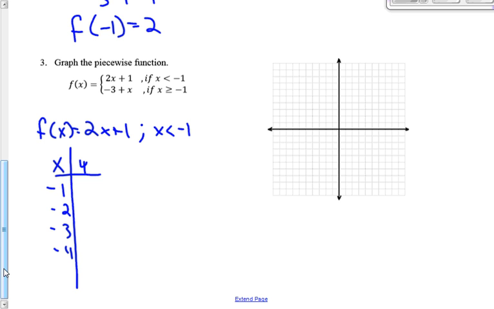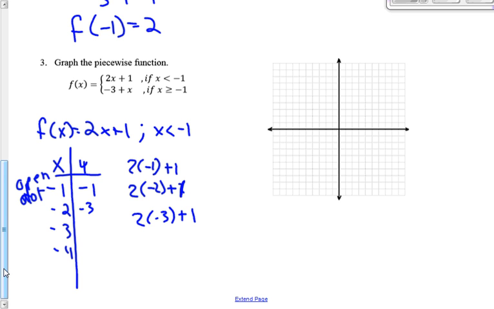The only thing that I need to consider is that x does not actually equal negative 1, so we're going to start that graph with an open dot. When I plug in negative 1, I get 2 times negative 1 plus 1, so that's negative 2 plus 1, which is negative 1. When I plug in negative 2, I get negative 4 plus 1, which is negative 3. Plugging in negative 3, I get negative 6 plus 1, which is negative 5, and I'll get negative 7 for the negative 4.